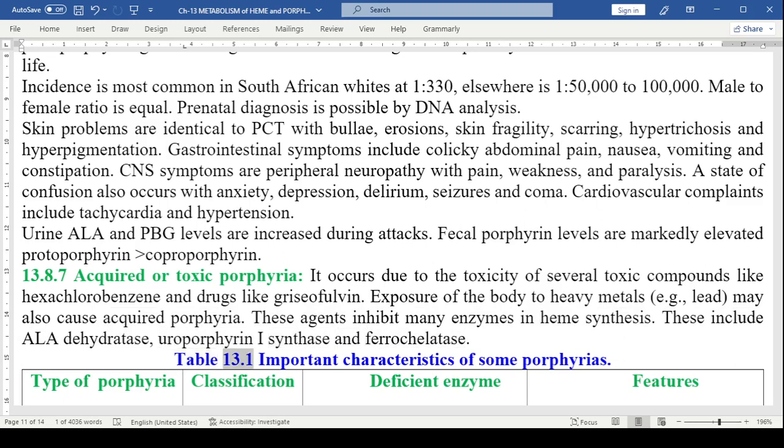Table 13.1 Important characteristics of some porphyrias. Type of porphyria.